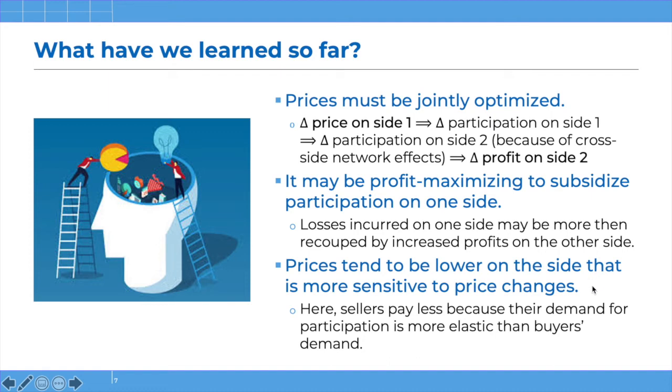Okay, now if you compare buyers and sellers in our example, remember buyers have a totally inelastic demand, whereas the demand for sellers is elastic, and it's not a surprise that you will have the lower prices on the seller side, which is here, I repeat, the side that is more sensitive to price changes. Okay, so 3 very important lessons that can be generalized to richer models of platform pricing.